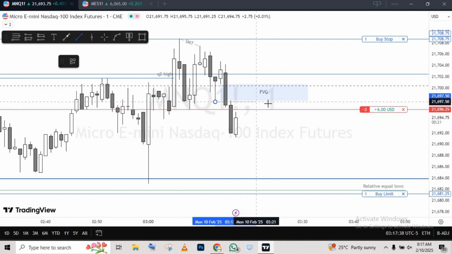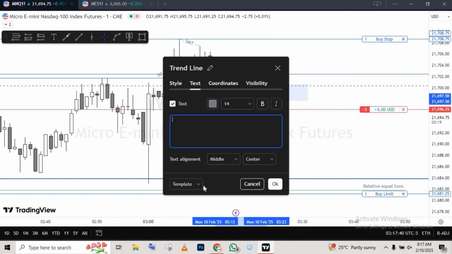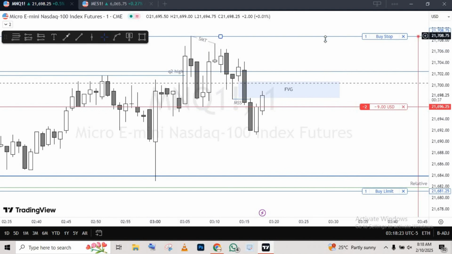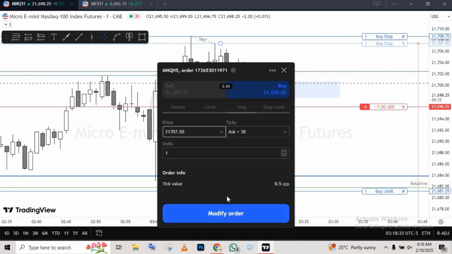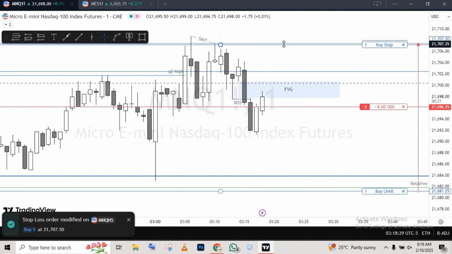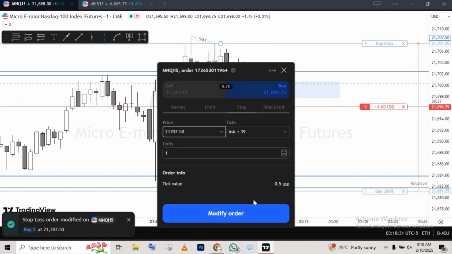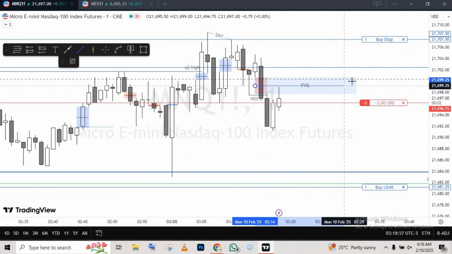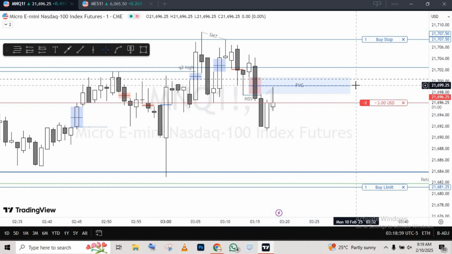Here is our market structure shift. So as promised, let me shift my stop loss all the way back to that high that we had the SMT on, and this one as well, and that's it. So we haven't hit the consequent encroachment of that fair value gap yet.